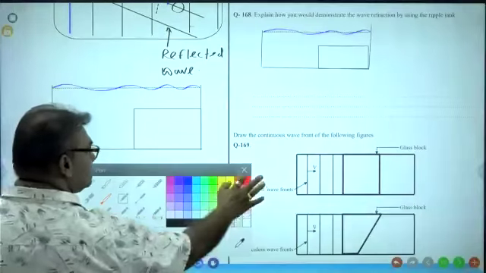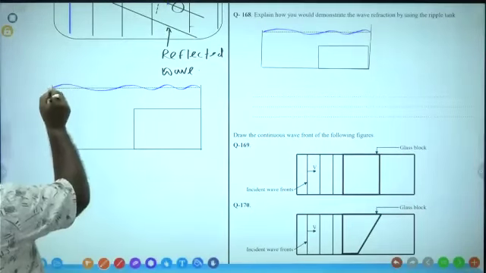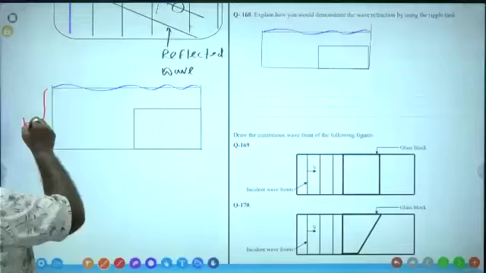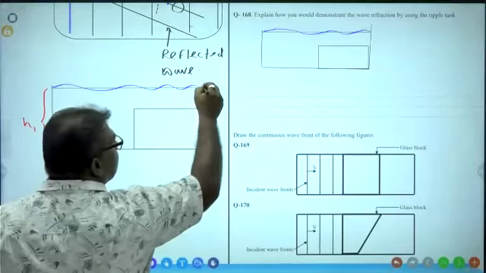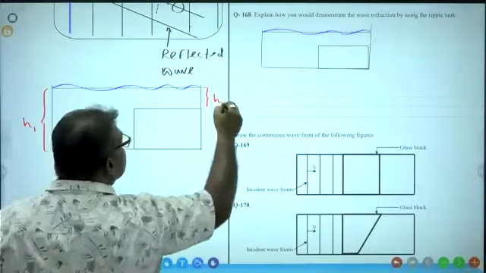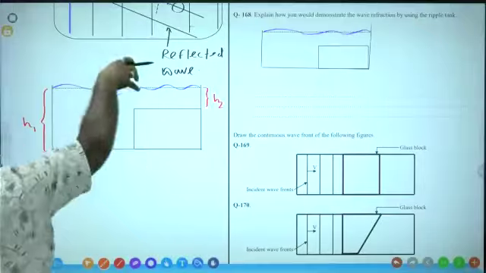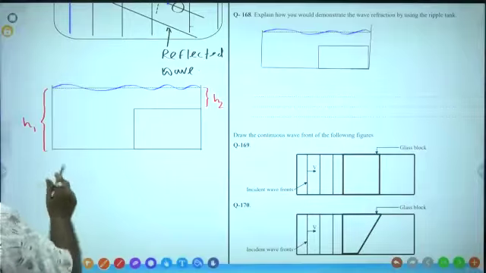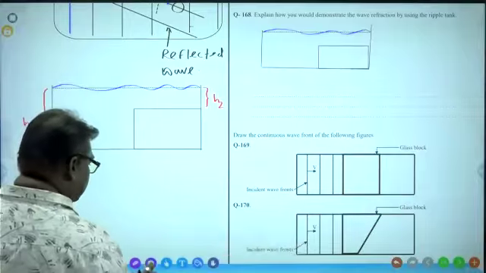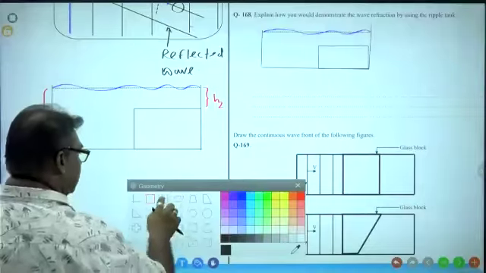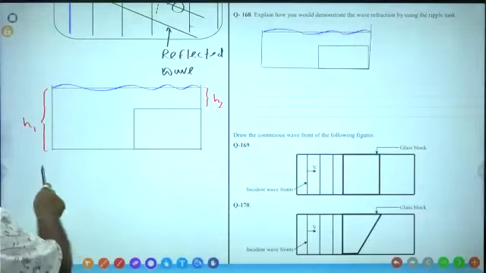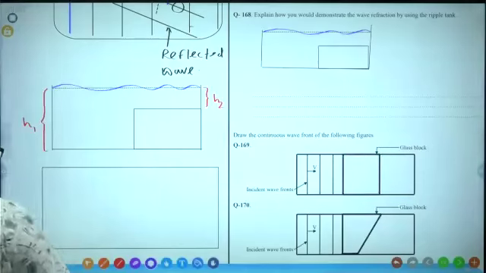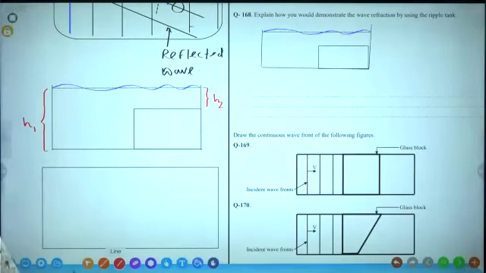Then can you note down? This one is the height. Let it be h1. And the height of the water surface here is h2. When the light rays fall on this, on the observation region, if this is the observation region, it shows this kind of formation of the wave fronts, right?